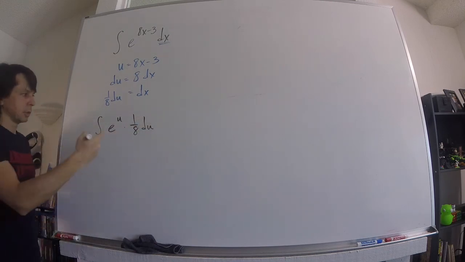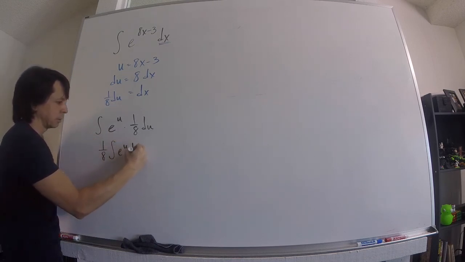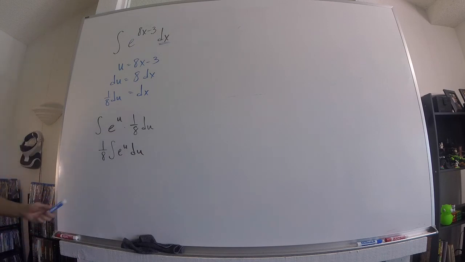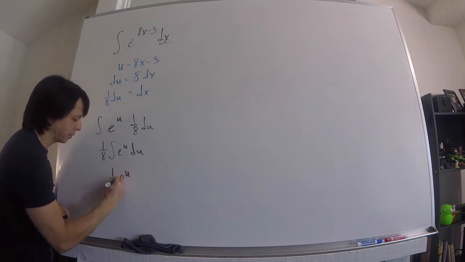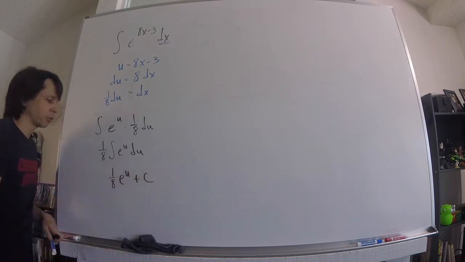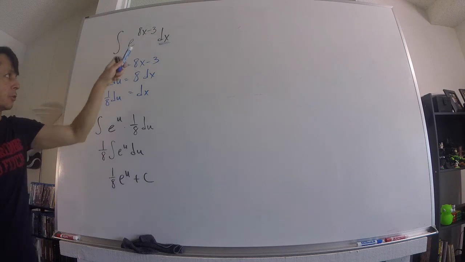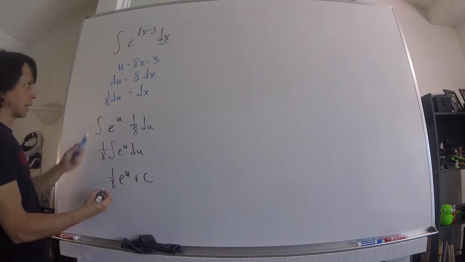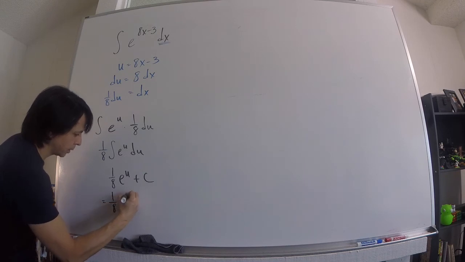All right, the 1/8 constant I'm going to pull out, and then I have an integral that I can do, e to the u du. The antiderivative of e to the u is e to the u times 1/8 plus your constant of integration. That's sort of our answer, other than you want your answer to be in terms of x. u is equal to 8x minus 3. So we just substitute back in 8x minus 3.